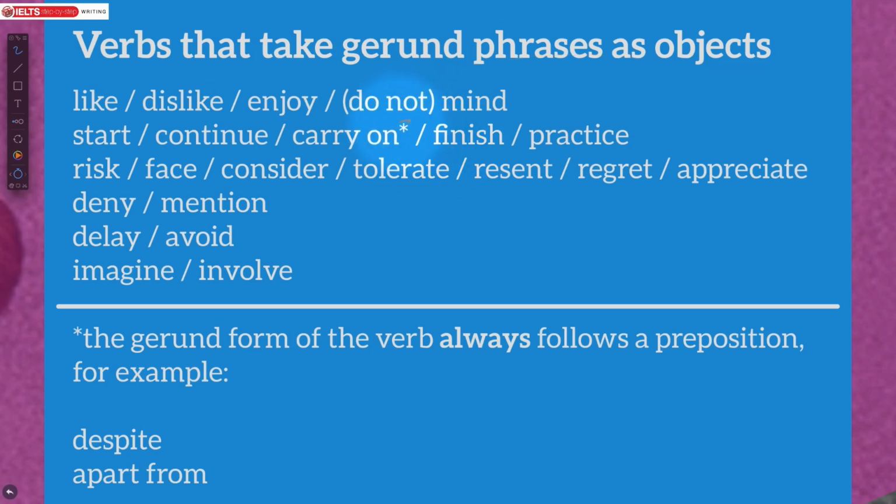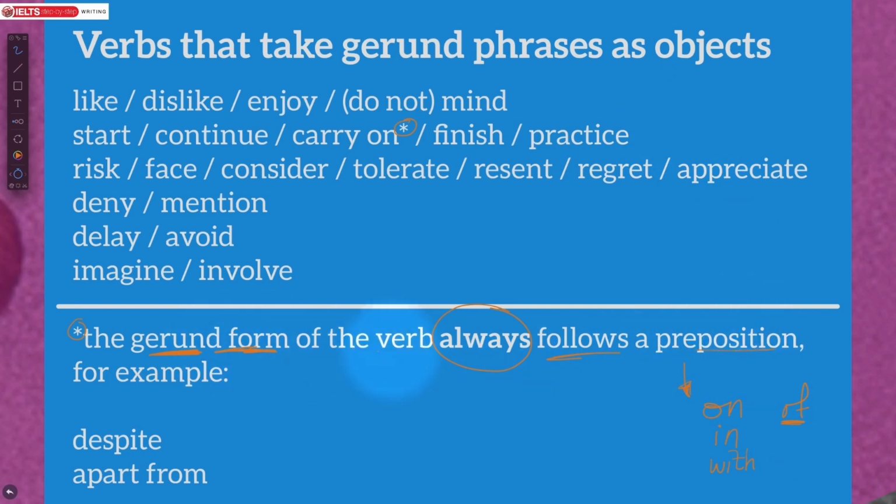Okay, there's a little star here. I just want to point something out. The gerund form of the verb always follows a preposition. Some of you might say, oh, hang on, we've done verbs and nouns. What's this new word, preposition? Okay, so on is a preposition, in is a preposition, with is a preposition, of, the idea of, is a very common preposition in IELTS. The idea of doing the exam bothers me. The idea of taking the exam bothers me.